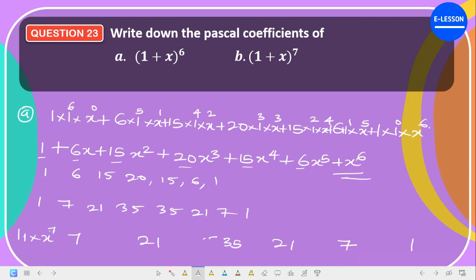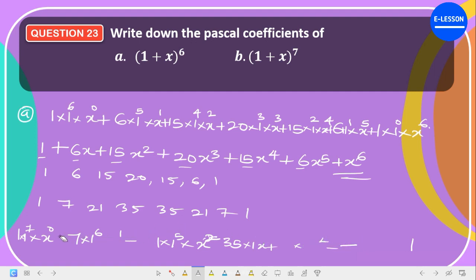So this one is 1 raised to the power of 7, x raised to the power of 0. Then this will be 1 raised to the power of 6 times x to the power of 1, plus 1 to the power of 5, x to the power of 2. Then this will be what? Times 1 to the power of 4, x to the power of 3, plus 21, 1 to the power of 3, x to the power of 4, plus, this one will be, am I forgetting anyone here?